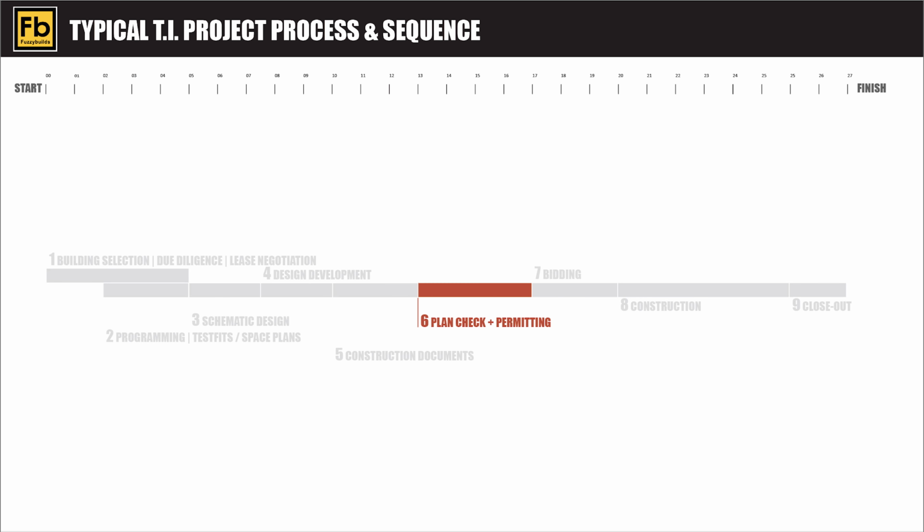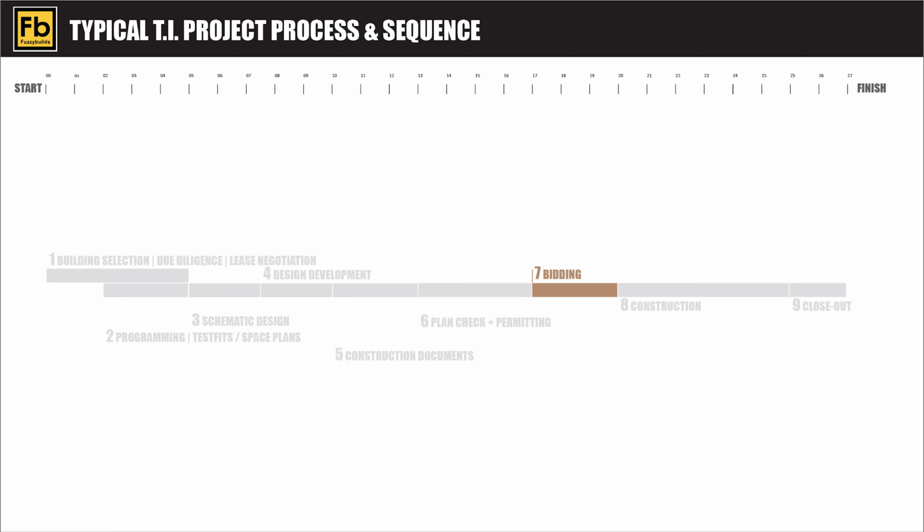The next phase is plan check and permitting. This is the phase where the construction drawings are submitted to the city or governing agencies for review. They usually have comments, and once we go through that, we get the approvals and get the permits needed to legally start construction.